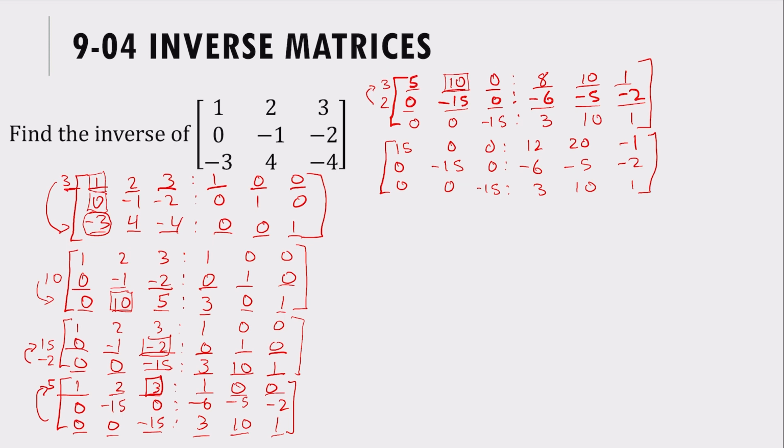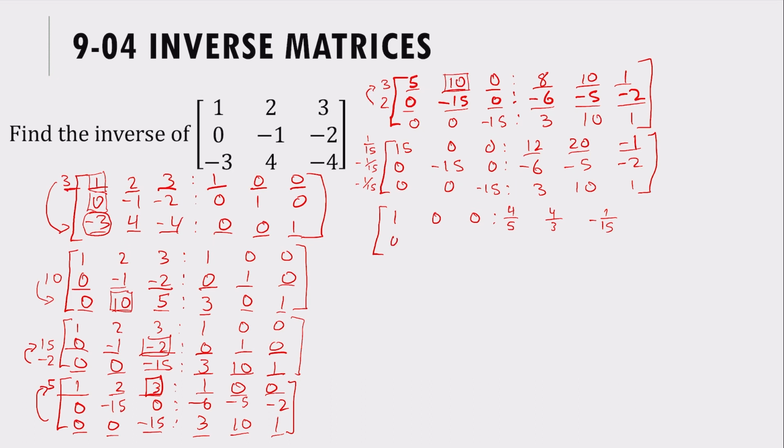Now we just need to get the 15s turned into 1. So I'll multiply the top row by 1/15, the second row by negative 1/15, and the third row by negative 1/15. So all the rows are changing. So negative 1/15 times 15 is 1, then the zeros. Then we'll have 12 over 15, and then 20 over 15, and negative 1 over 15.